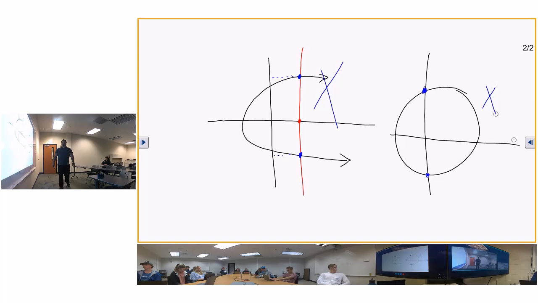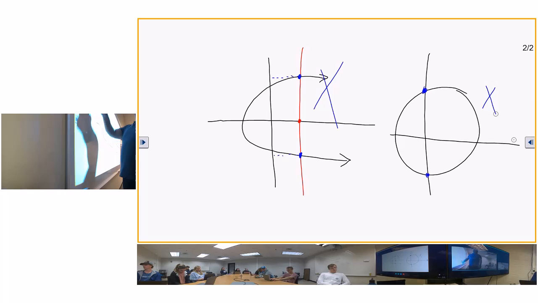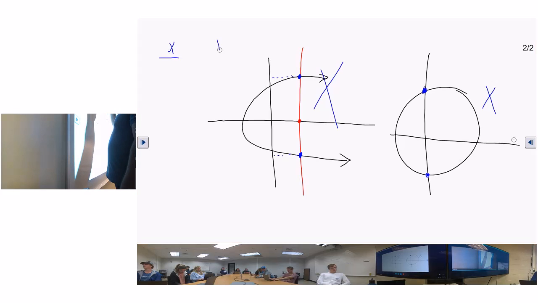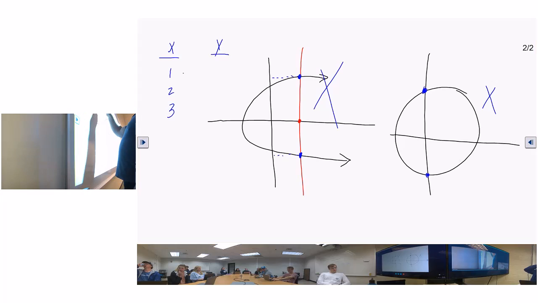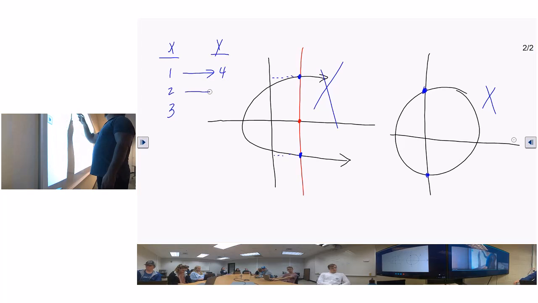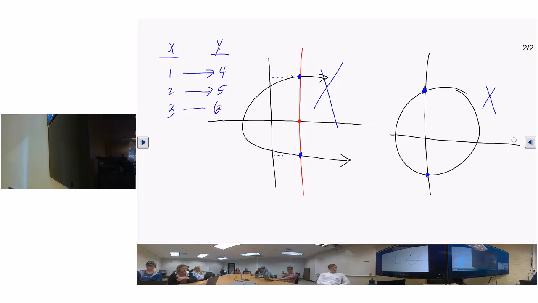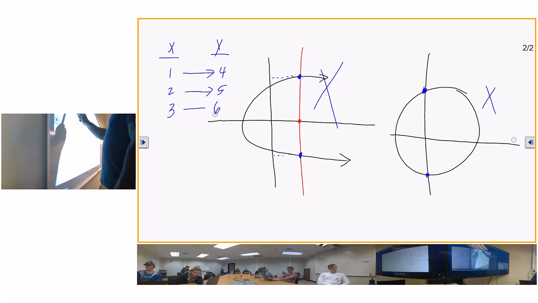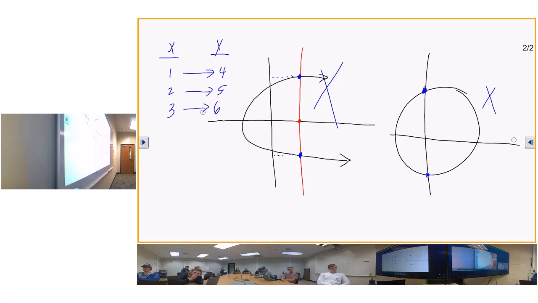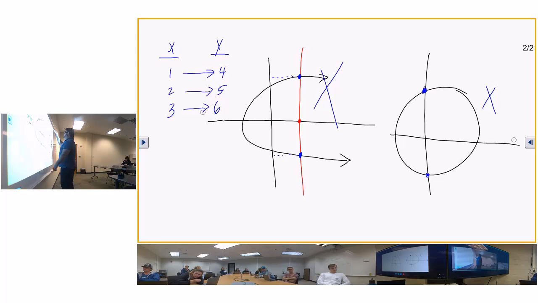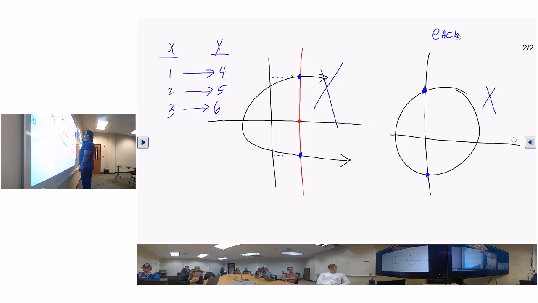So, in each case, if you've got x values here, and you got y values here, then each one of these x's, 1, 2, 3, should go to 4, 5, 6. Okay? If you have a 3 with 2 values, 2 arrows, it's not a function. Always go back to these 2 pictures right here. Okay? Each x has 1 y. That is a function.